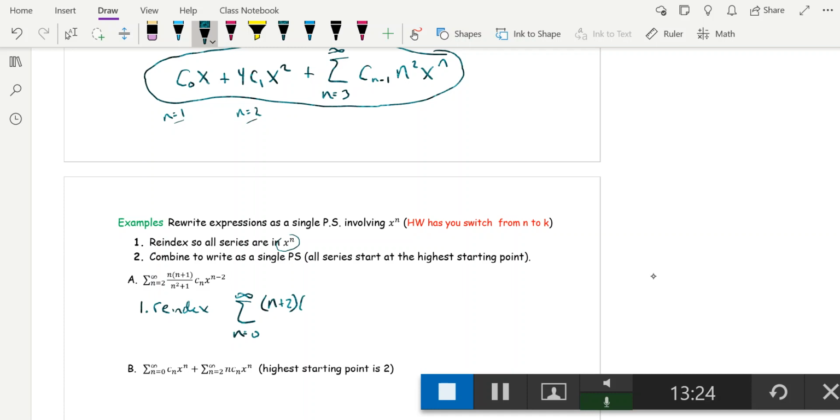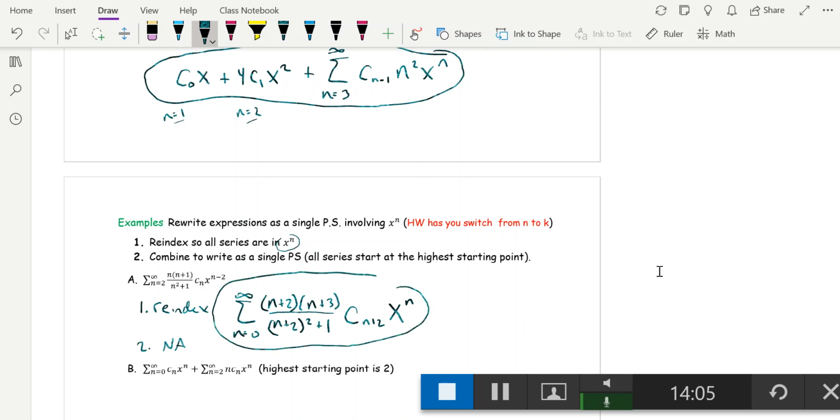N plus 1 becomes n plus 3. N becomes n plus 2, so n plus 2 quantity squared. 1 just sits there. Cn becomes Cn plus 2. And then x to the n minus 2 becomes x to the n. And we're done. Step 2, rewrite as a single power series. Well, that's not applicable because there's only one power series to begin with. So we only have to do one thing there.